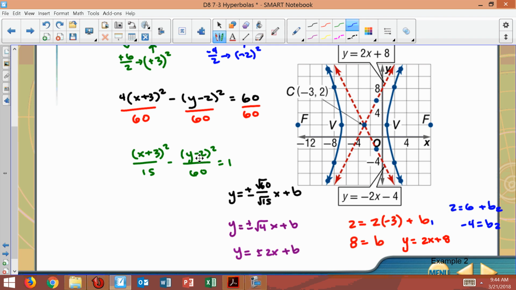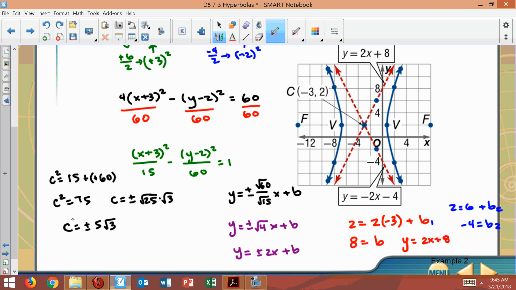And finally, I forgot about foci. If you wanted the foci, you'd use the formula c squared equals, you take your a squared, 15, and you would subtract the b squared, which is -60. These would turn positive, and so your c squared would equal 75, and c is plus or minus the square root of 75, which would be 5 square roots of 3. The way I got that is because c equals plus or minus square root 25 times square root 3. That's where I got 5 square roots of 3. And so that's how you could get your foci from here.